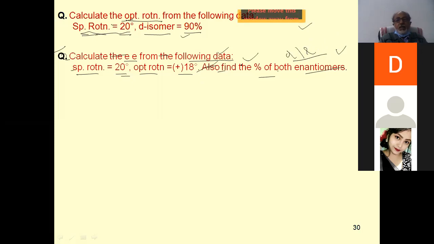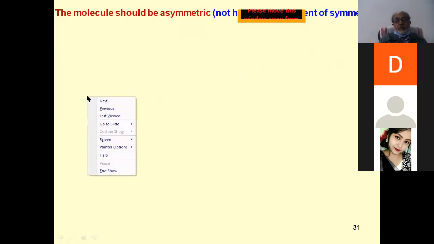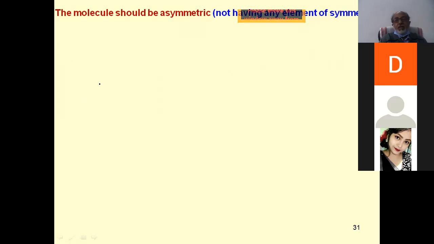Done. Now we come to the next part. Now let us examine some of the molecules which are going to be optically active and inactive. This is part of this discussion only. That means what type of molecule will become optically active. How to identify which molecule is going to be optically active or not from the structure.